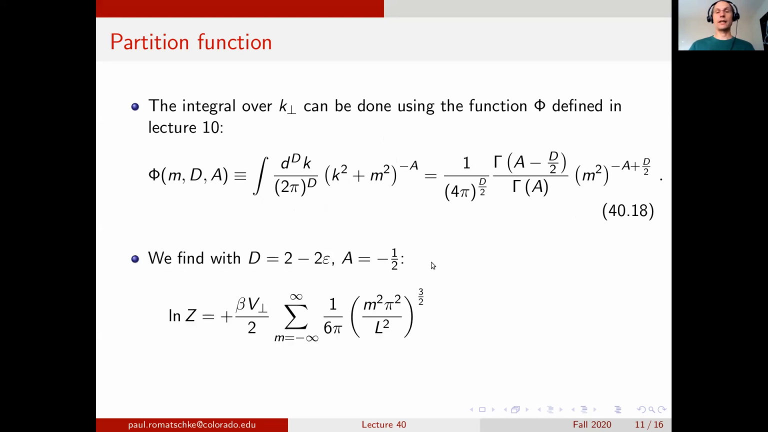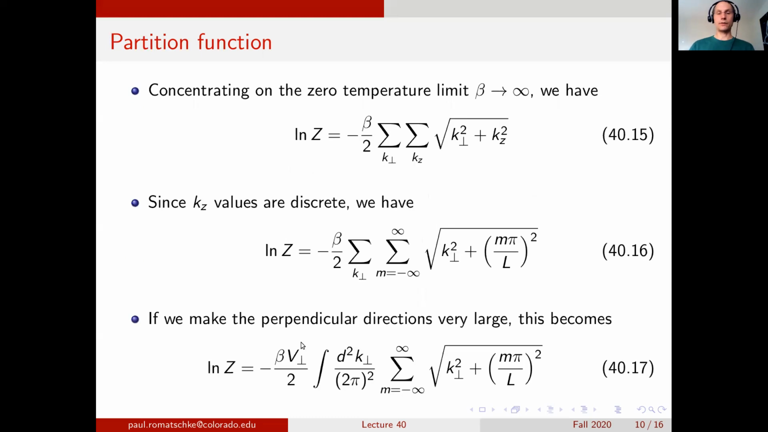So in the case where we do dimensional regularization to deal with the divergences, for the function we have at hand, we want to plug in d is 2 minus 2 epsilon and a is minus 1/2. A is minus 1/2 means that this is just a square root, and d is 2 means that we have a two-dimensional integral. That's precisely the form we want to calculate here. So we have a square root and we have a two-dimensional integral.